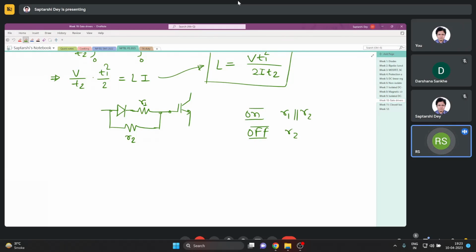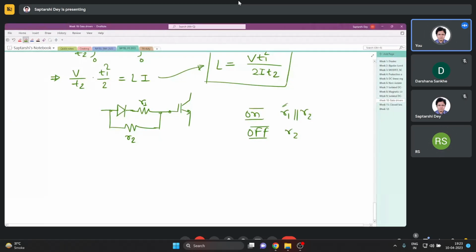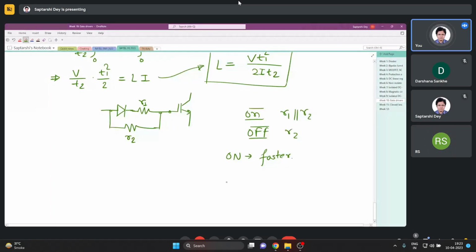Sir, this R2 is lesser, right? Doesn't matter, if one resistance comes in parallel, that is anyway going to reduce the overall value, no? Yeah. But for faster turn off, we want this R2 to be lesser than R1. No, in this case turn on is faster. We have small resistance while turning on. Ah, yes.